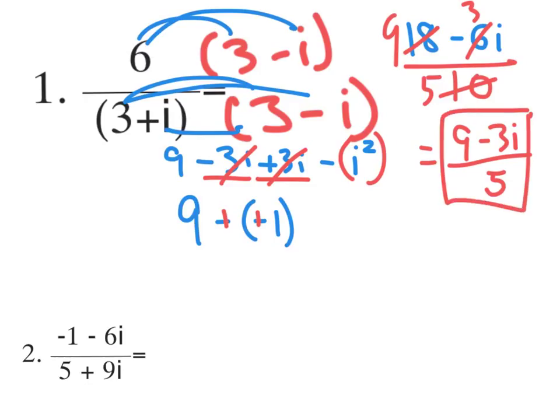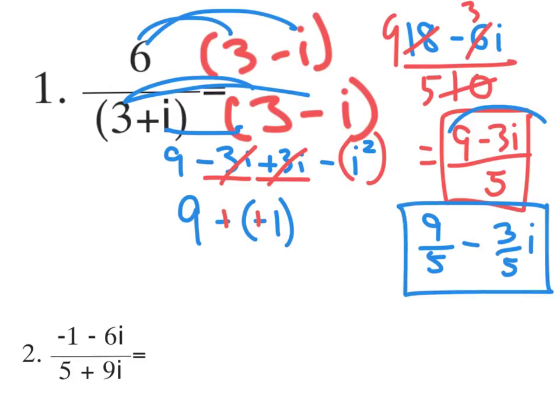That's my answer. But one more detail, because it's a complex number, you don't want to leave both parts together over one number. You actually want to separate the real part being first and the imaginary part being second. So you probably want to go 9 over 5 minus 3 over 5 with an i. That would be the best answer. I mean, the top one works, but the bottom one really is the best. Let's move on to number 2.